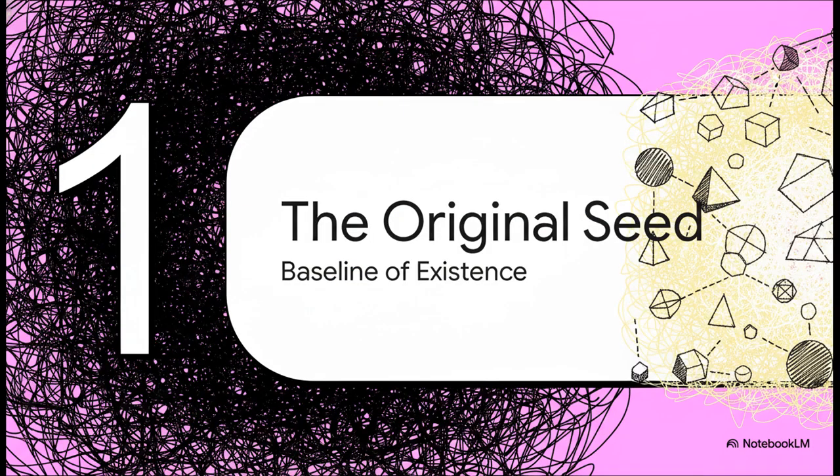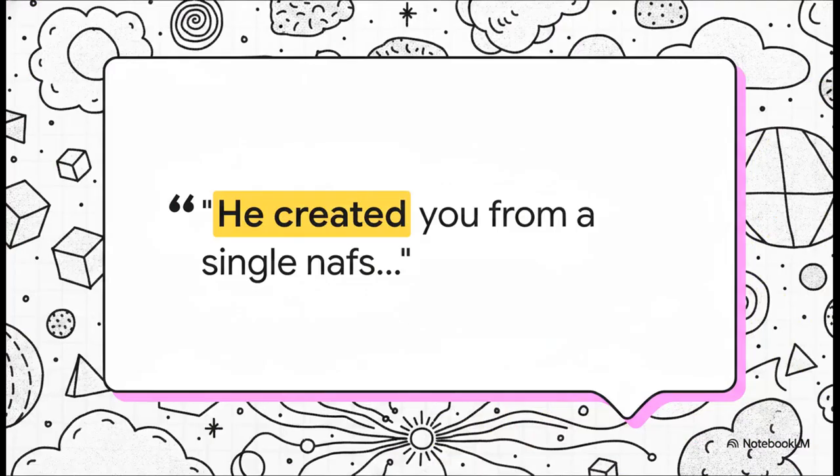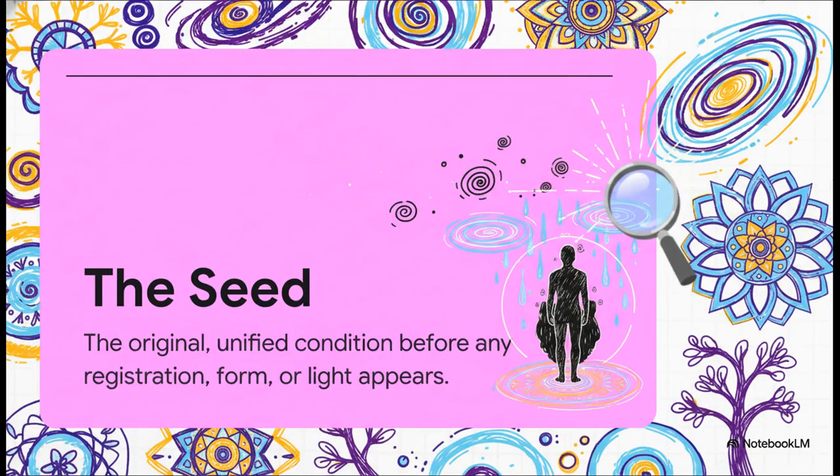Section 1. The original seed, the baseline of existence. To really ground this technical framework, we have to look at this profoundly simple verse from chapter 4, verse 1. He created you from a single nafs. That's it. That's the baseline. This incredibly complex, multi-layered cosmic machine we're about to explore, it all begins right there, at that one singular, perfectly relatable point of origin. So, in the source material, this is defined as the seed.